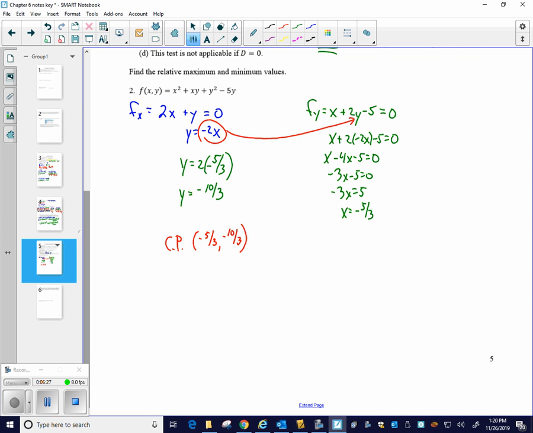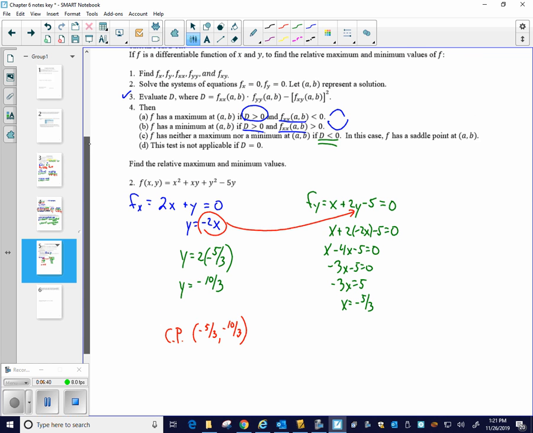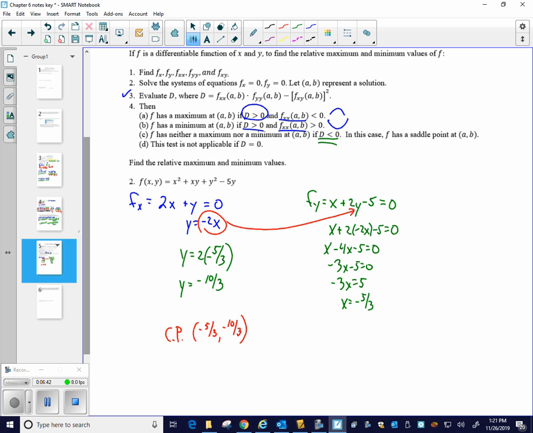That's my critical point. Now what I have to do is see whether this critical point is a maximum, a minimum, or neither. It could be a saddle point. So let's check it out. According to what we have up here, we need to find this. And that's going to tell us what we have to start with. So I need fxx, I need fyy, and I need fxy.